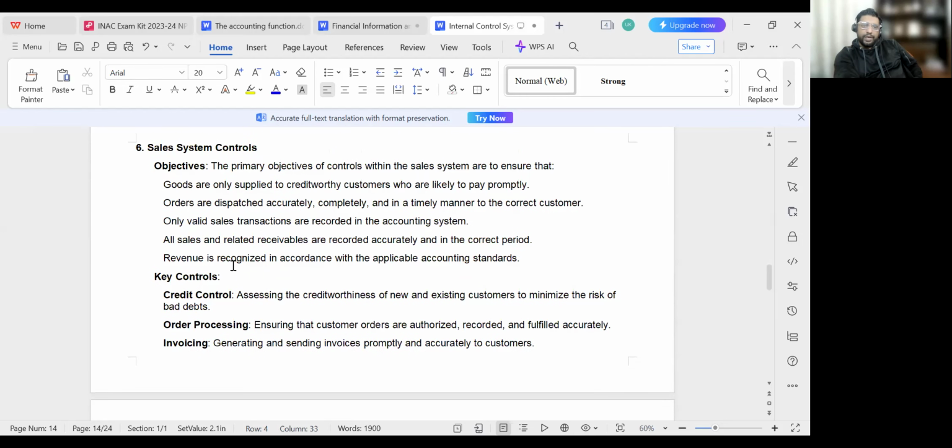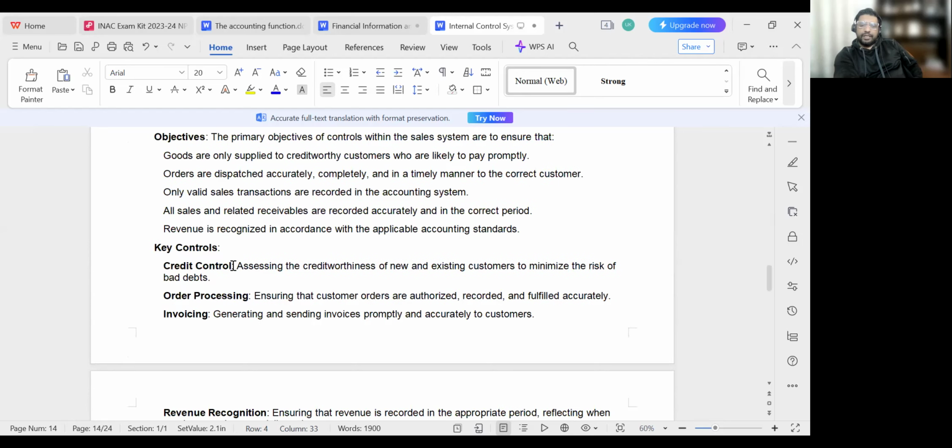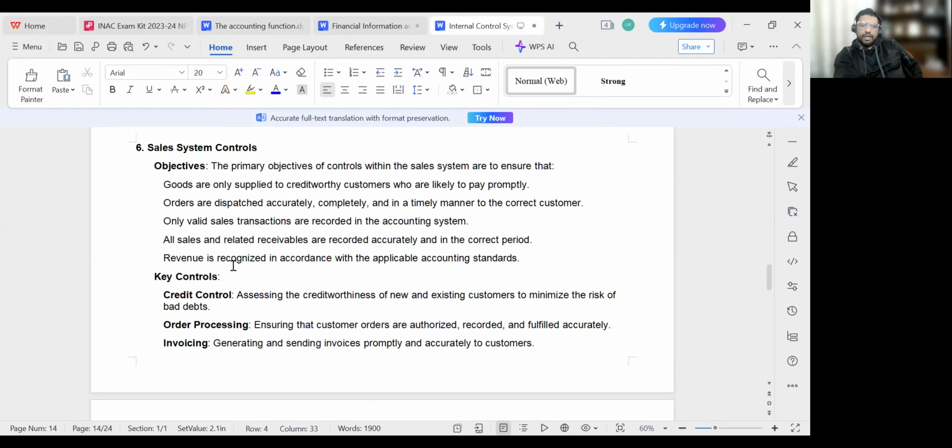Okay. Now we are going to talk about the different control systems. Like, what are the control systems in sales? Obviously, the first thing we need to understand is what the sales function is, right? What is the process of sales? And what do you want? What are the objectives of the sales control system?